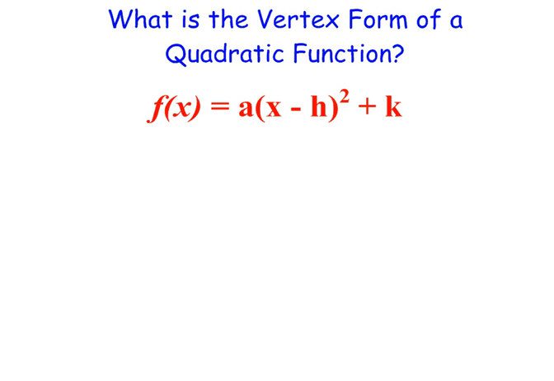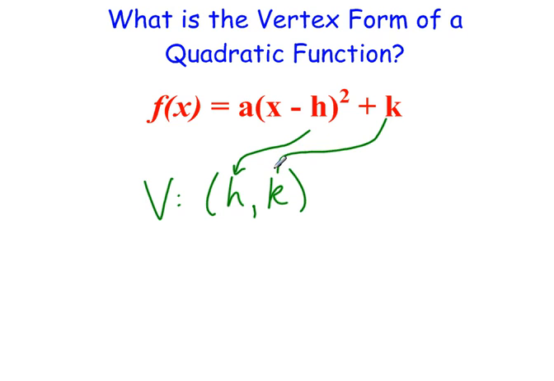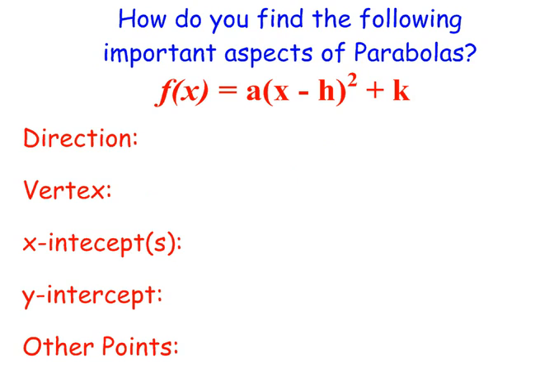So vertex form looks like this: f of x equals a times the quantity x minus h squared plus k. The reason it's called vertex form is that I can just look at this equation and find my vertex, the point x comma y, by looking at the h and the k. But we can also find other important information from this equation, like the direction it faces.